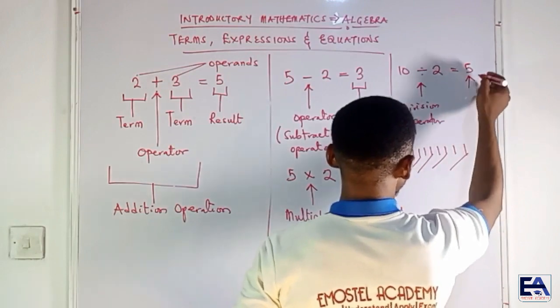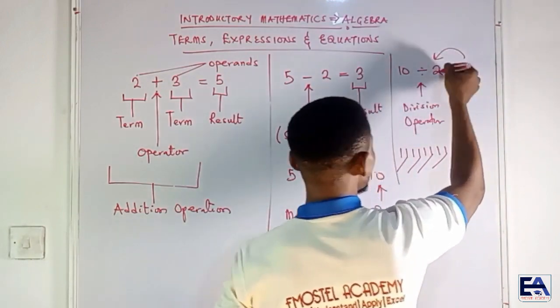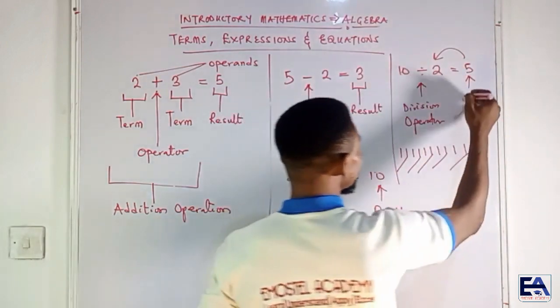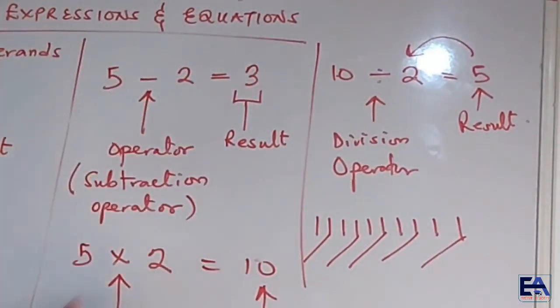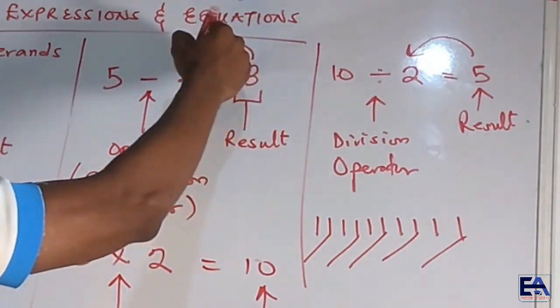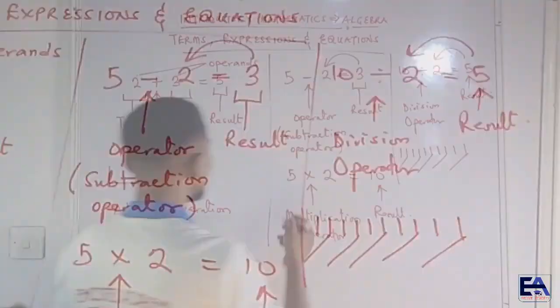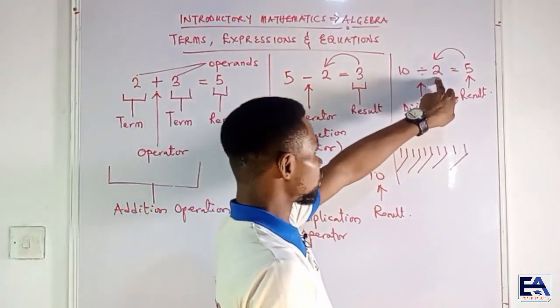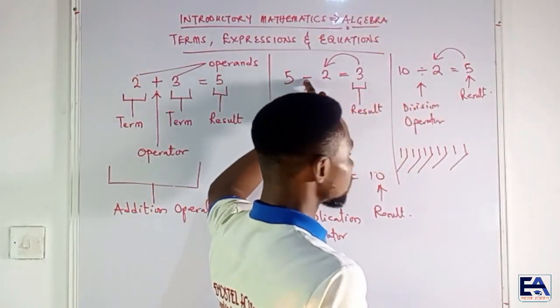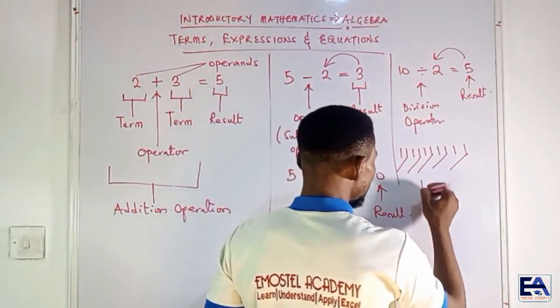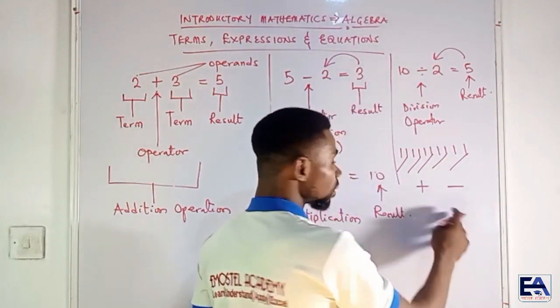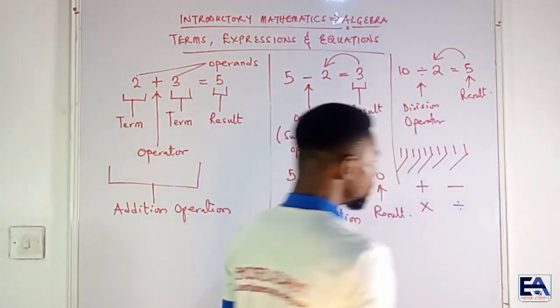And if you want to go the other way around, 5 multiplied by 2 gives you 10. It's one of those things we have in mathematics, going the other way around. You have 3, then plus 2 gives us 5. The opposite of division is multiplication. The opposite of subtraction is addition. The opposite of addition is subtraction. So out of all these 4 operators, we have plus and minus being opposite to each other, and multiplication and division being opposite to each other.